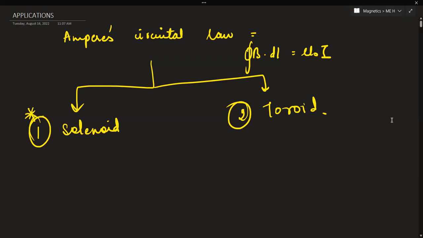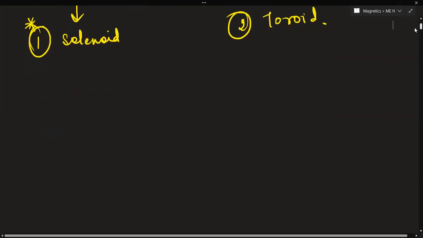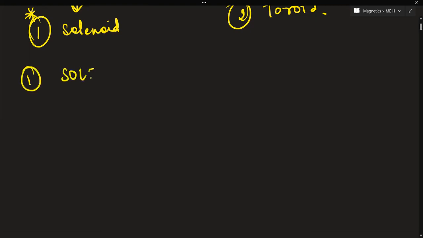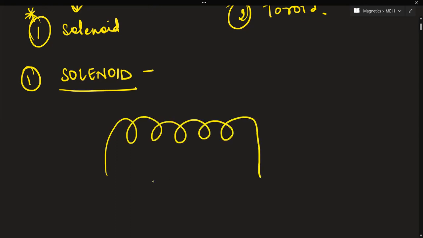Now, what is meant by solenoid? Let's start with the solenoid. Solenoid and toroid are easy topics. These are not so tough, but it can be confusing if you do not revise both of them. Solenoid is basically when insulated copper wires are wound together in the form of coils. If a normal wire has been converted into coils with a certain n number of turns, we call it a solenoid.